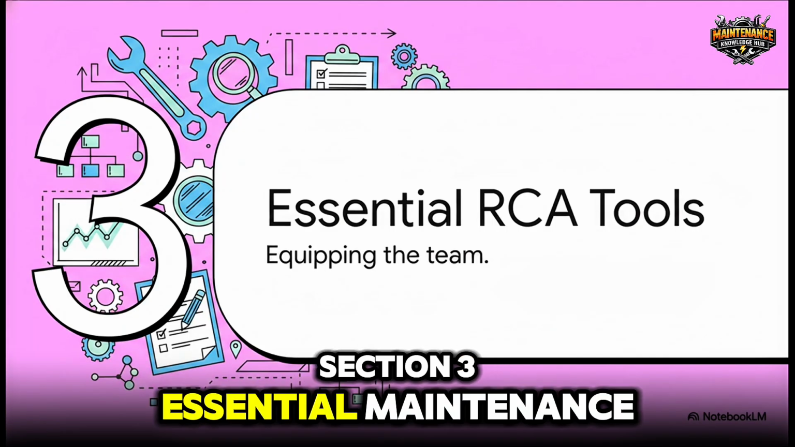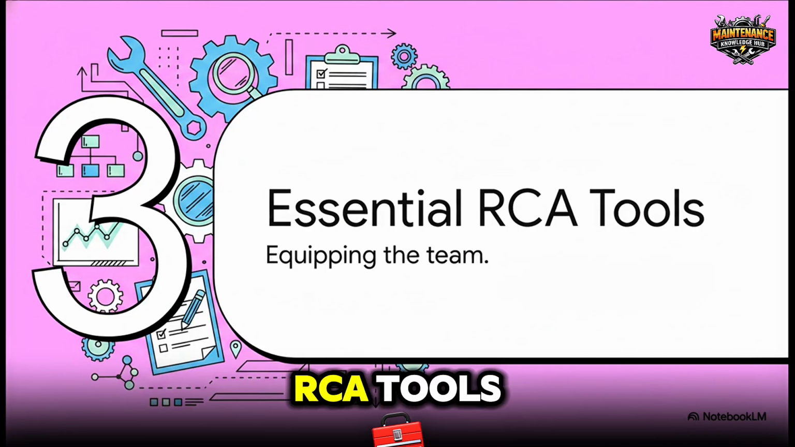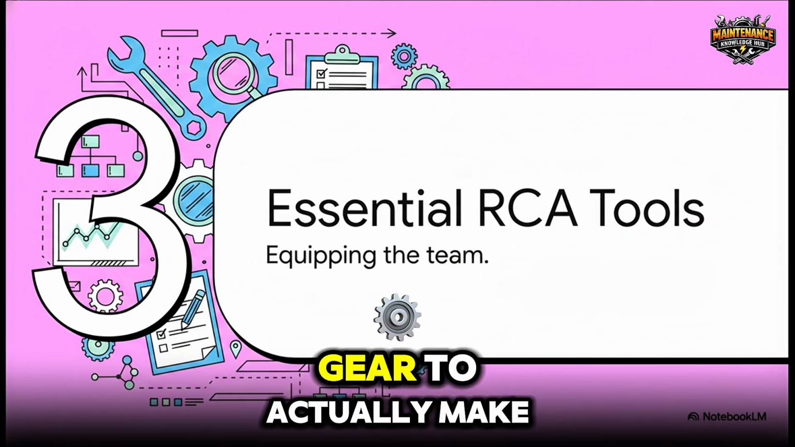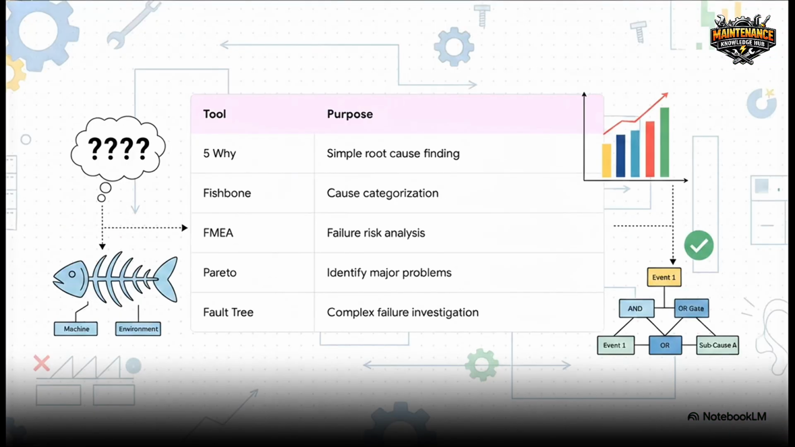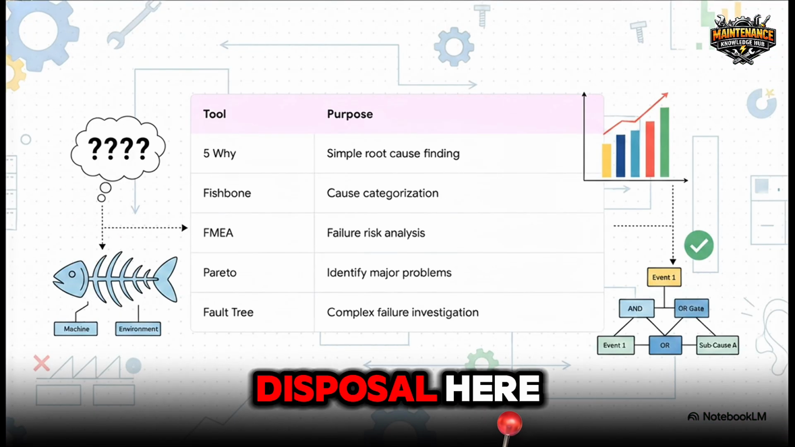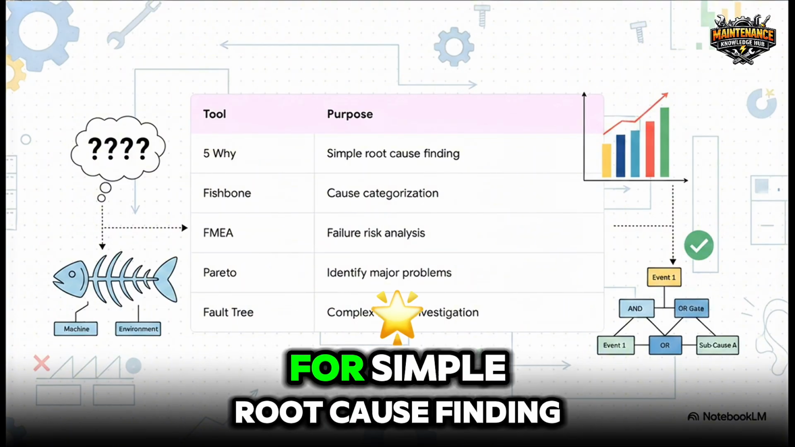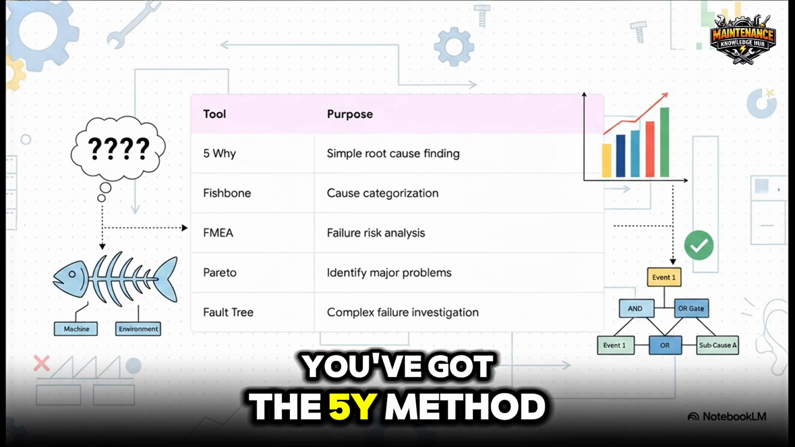Section 3, Essential Maintenance RCA Tools. Now that we have our team and our evidence, we need the right gear to actually make sense of it all. You've got quite a few tools at your disposal here, and what you pick really depends on how complicated the failure is. For simple root cause finding, you've got the 5 Why method.